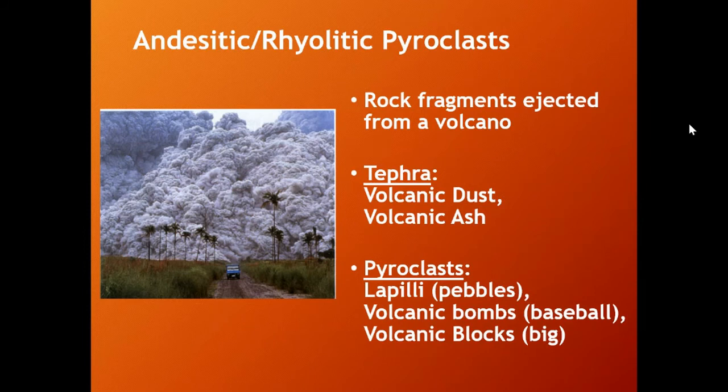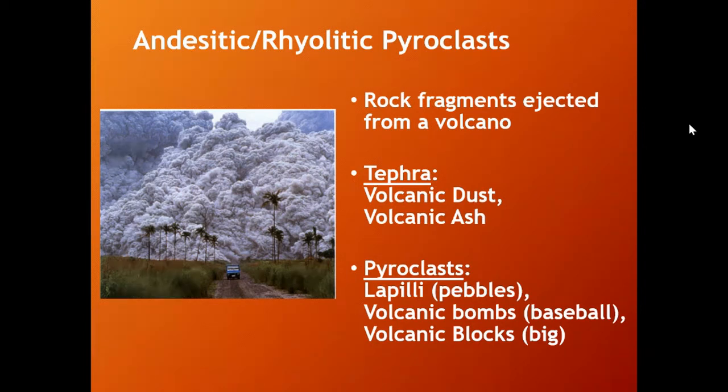And of course, there are volcanic materials from large eruptions. These are called pyroclasts. The word pyro means fire, and clast means rock: fire rock, or pyroclast. There are two types of pyroclasts. There's tephra, which is the small stuff, volcanic dust, volcanic ash. And then larger pyroclasts, lapilli, which are like fish tank rocks, pebbles. Volcanic bombs, which are like baseballs.